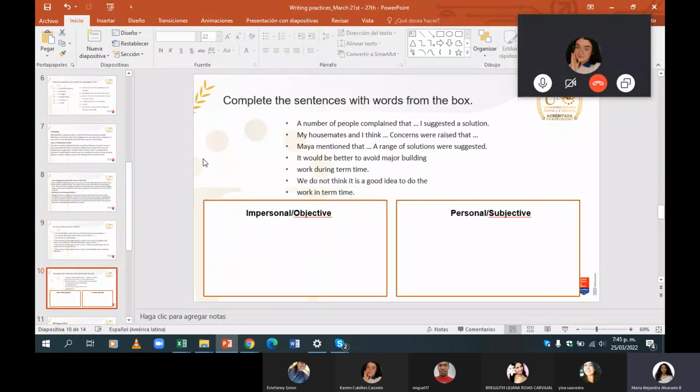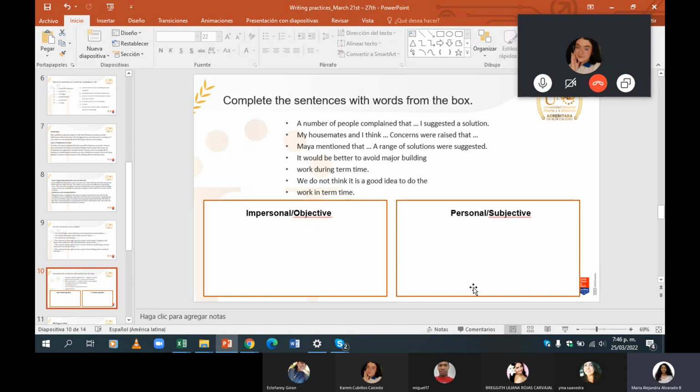Very good, guys. Okay, so here you are going to help me put the sentence in the correct box. So here we have two boxes, impersonal objective and personal subjective. Personal, remember, is when you are talking about you. You usually see the personal pronouns, you know? And impersonal is kind of when you use passive voice.